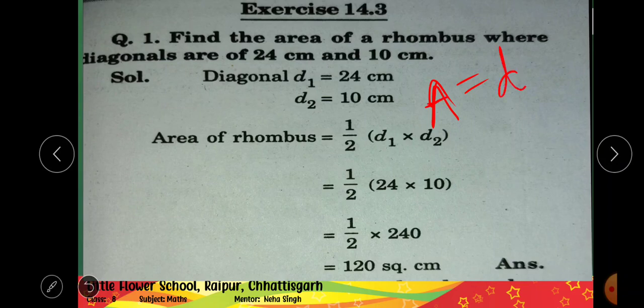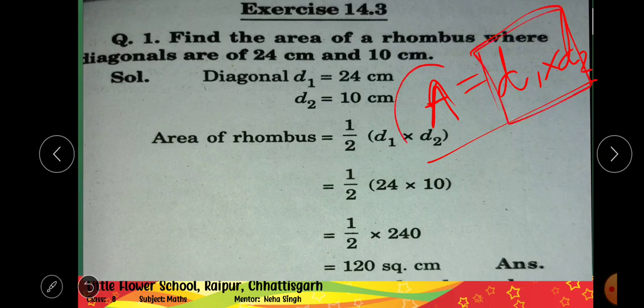If the diagonals are given, the formula will be half d1 into d2, that is the product of both the diagonals. Okay, so you will be multiplying both the diagonals given to find out the area of the rhombus. This is the first formula.